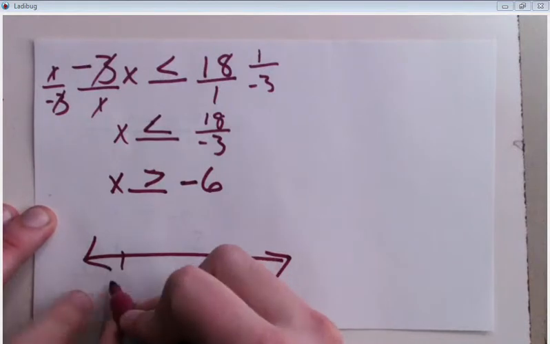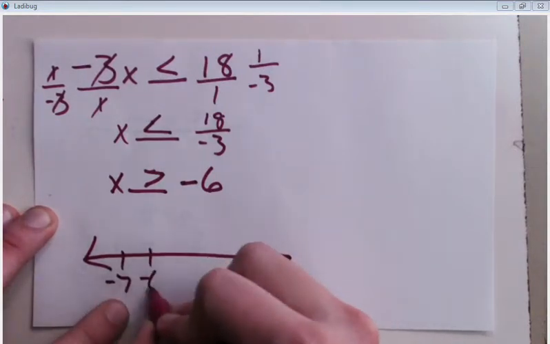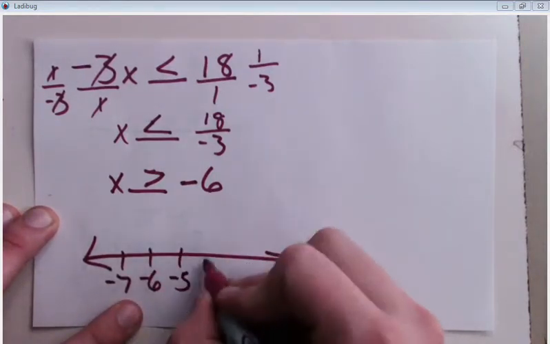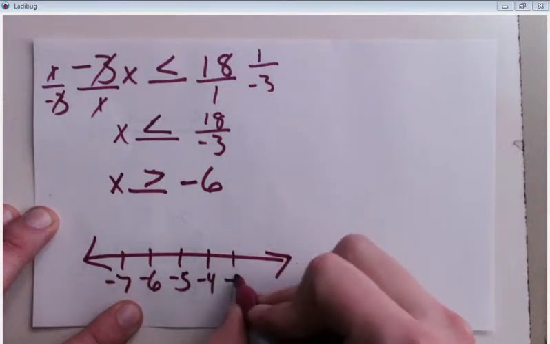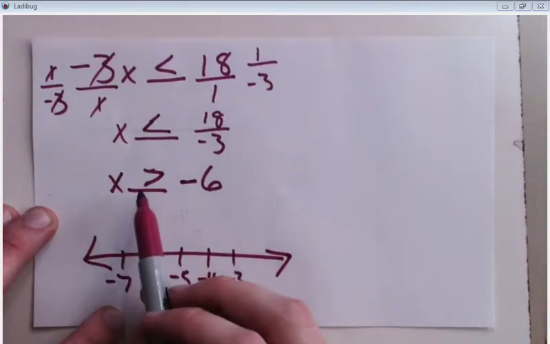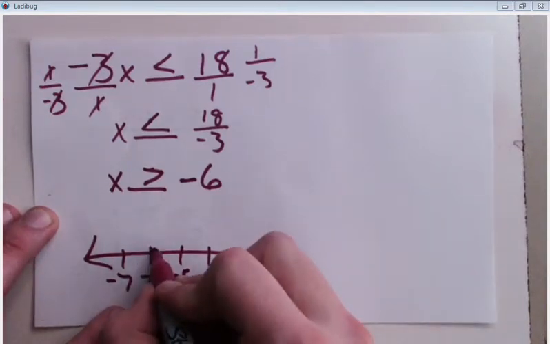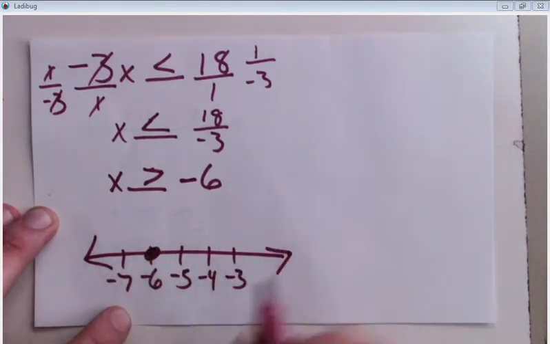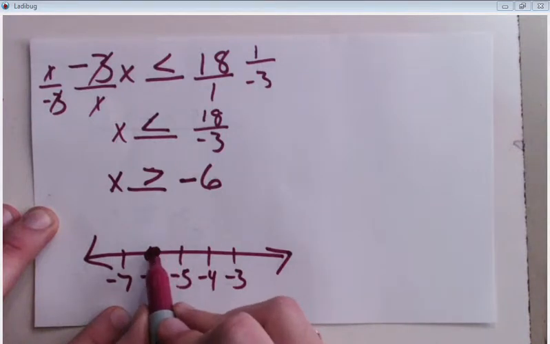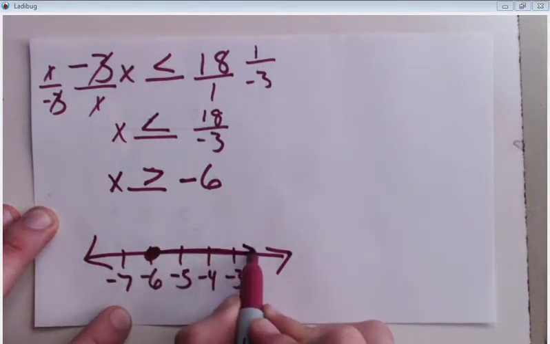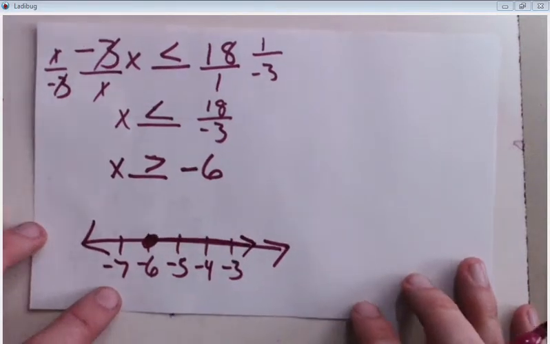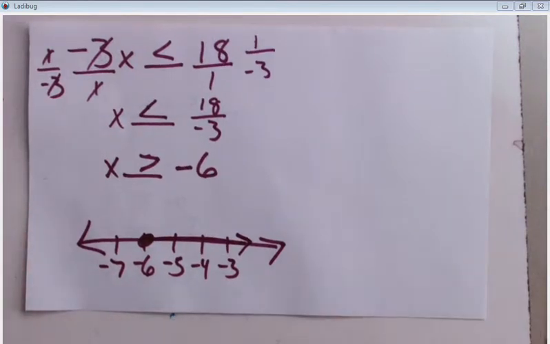So I'm going to start with a negative 7, negative 6, negative 5, negative 4, negative 3. And x is everything greater than or equal to negative 6. So since it's got an equal, we're going to shade in our point, and x is everything greater, so we're going to go to the higher numbers. All right, so that is exactly how you would solve out that problem.